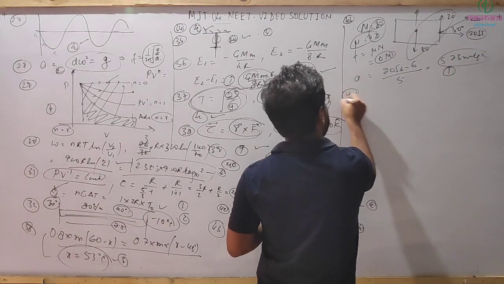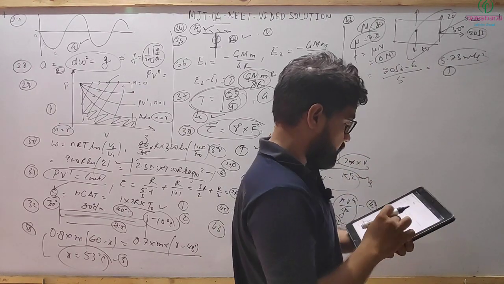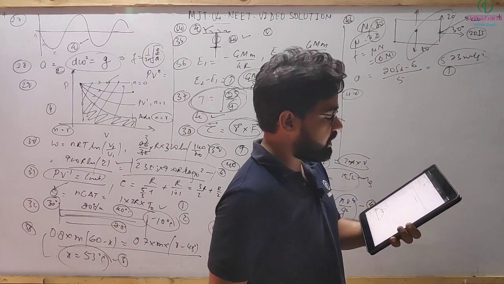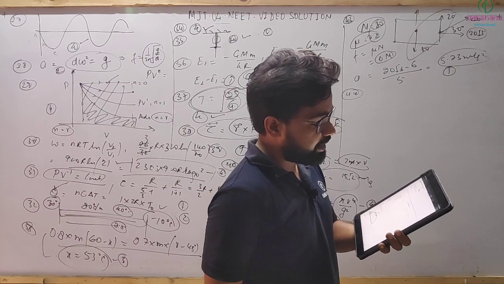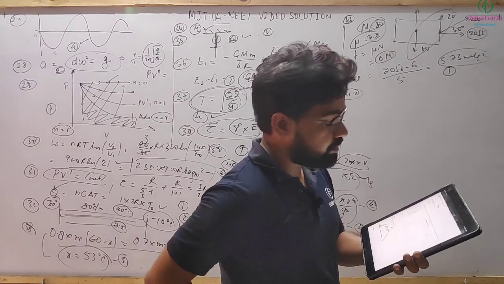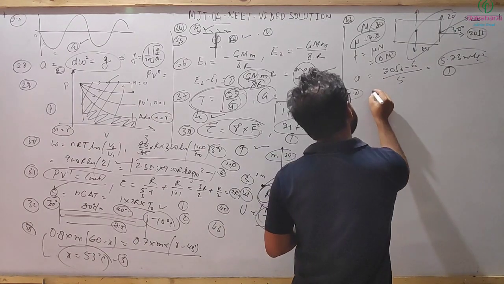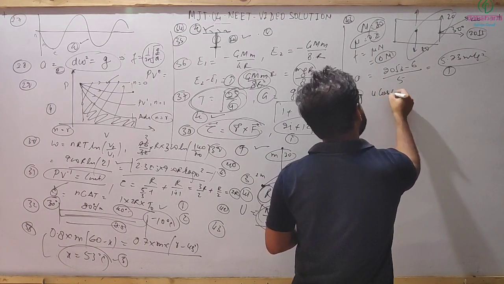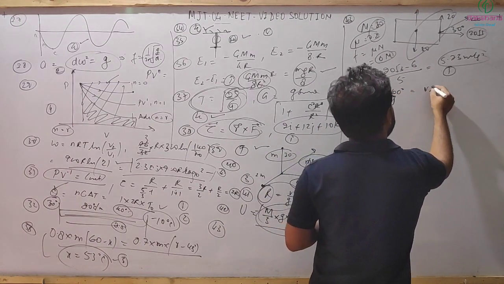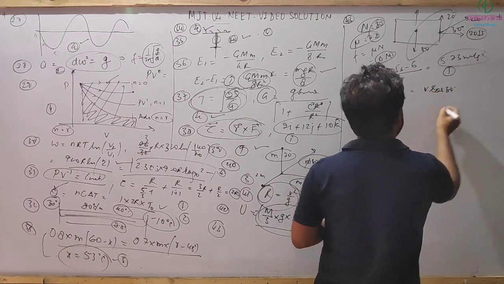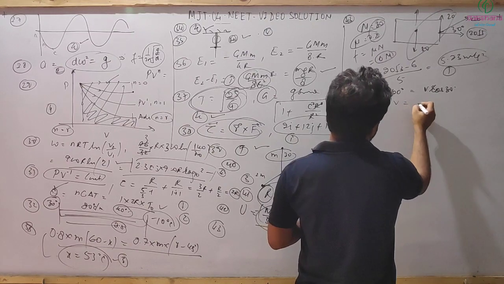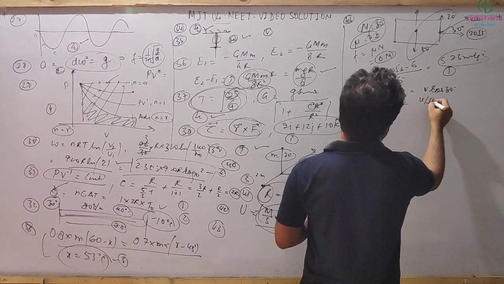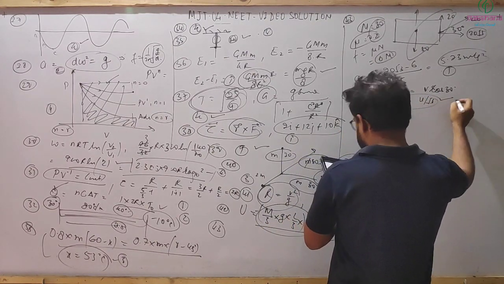Question number 44. A particle is projected with the speed u at an angle 60 degree with the horizontal. Then find the speed when the particle's angle with the horizontal changes to 30 degree. The horizontal component of the speed must remain constant. So u cos 60 degree must be equal to v cos 30 degree. This implies u by 2 equals root 3 by 2 v, so v is equal to u by root 3. That is the answer, matching with option number 3.